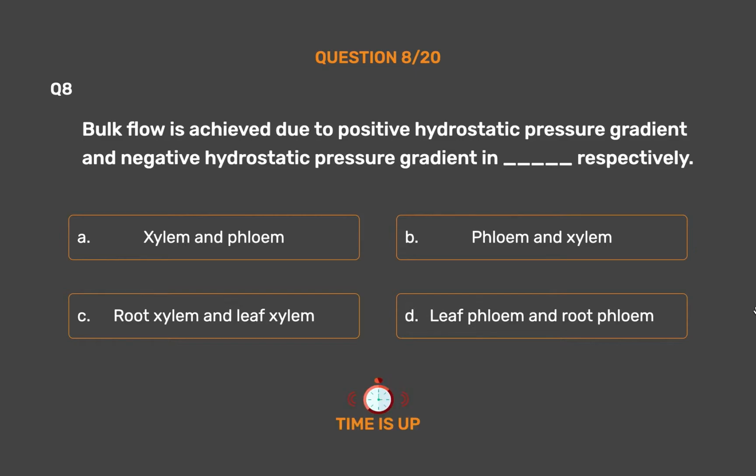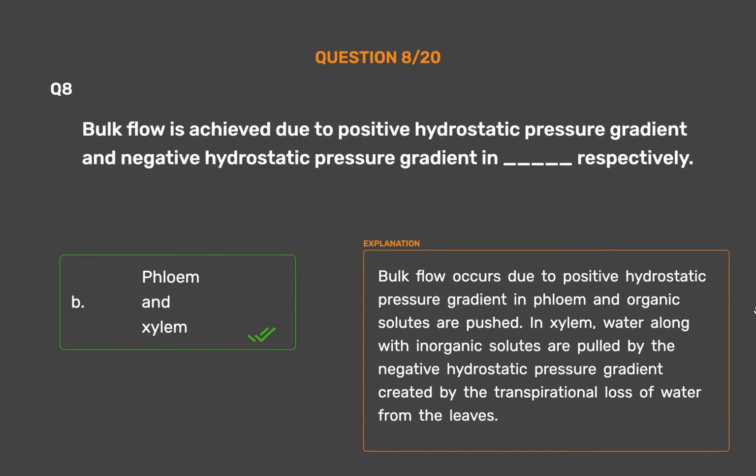The correct answer is option B. Phloem and xylem. Bulk flow occurs due to positive hydrostatic pressure gradient in phloem, and organic solutes are pushed. In xylem, water along with inorganic solutes are pulled by the negative hydrostatic pressure gradient created by the transpirational loss of water from the leaves.